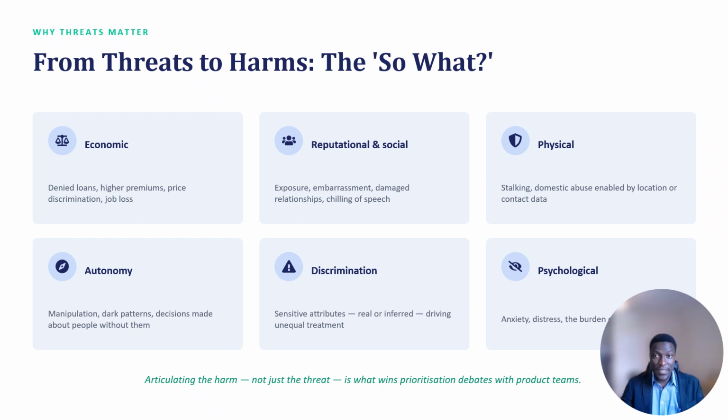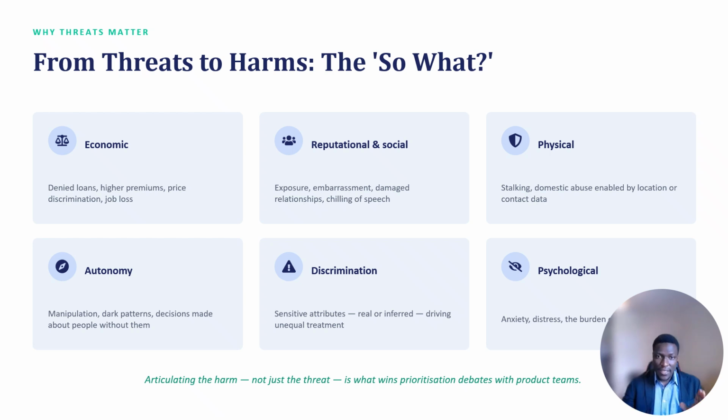This is when sensitive attributes, either real or inferred, drive unequal treatment, for example based on your race or your religion. Lastly, you have psychological harm. This is the general burden of being watched, and the sense that humans generally feel that they are being surveilled.